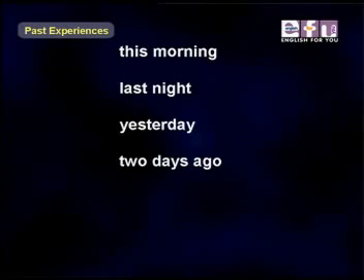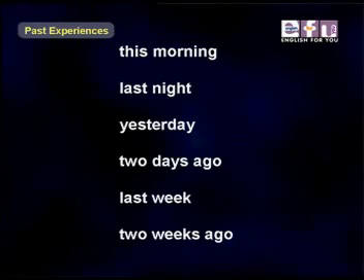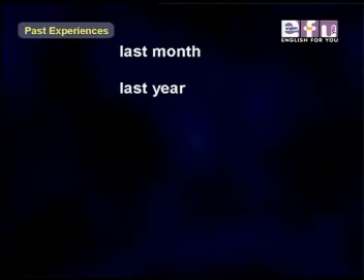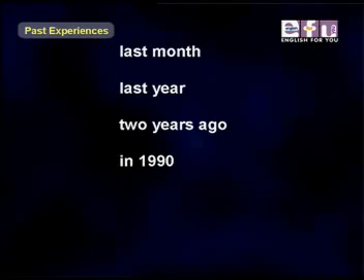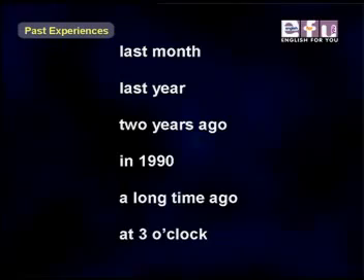And these are, take a look at your screen: this morning, last night, yesterday, 2 days ago, last week, 2 weeks ago, last month, last year, 2 years ago, in 1990, a long time ago, at 3 o'clock. So we use time expressions like these with the simple past tense to say when something happened before now.